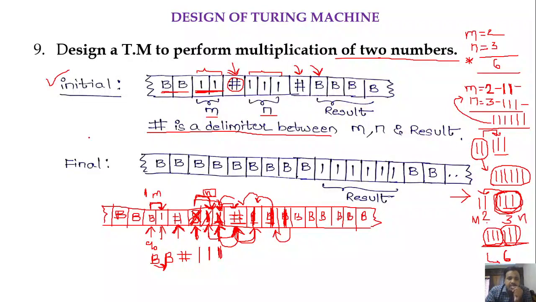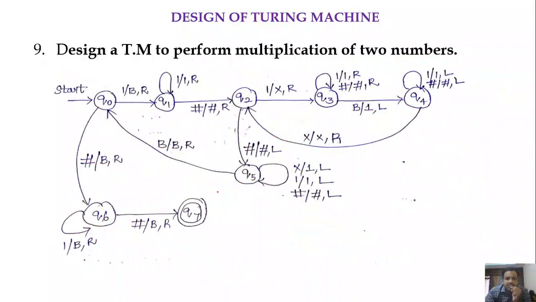So if you see here, we have a final input tape where we have 6 ones in the result portion, right? So all the remaining symbols were converted into blanks. So this is the logic here, right? If you want to go with the second iteration, just practice on your own. It is the same process that we are doing. So we will discuss this with the state transition diagram here.